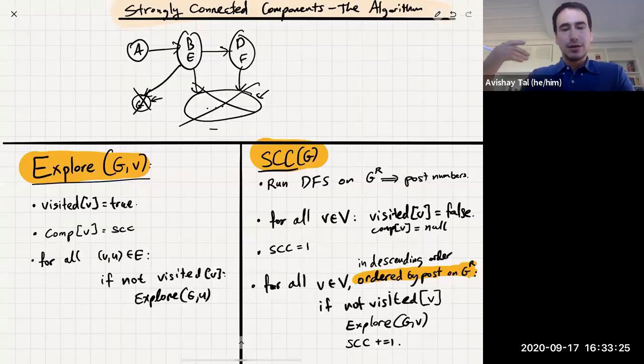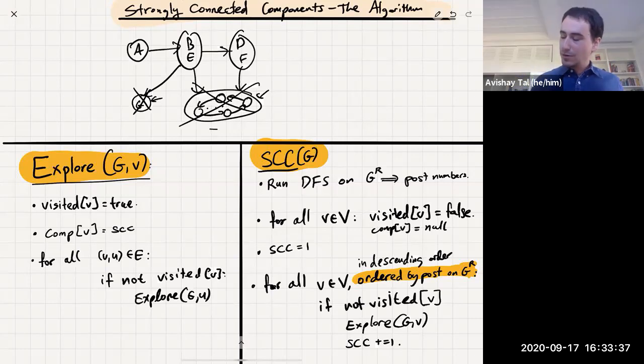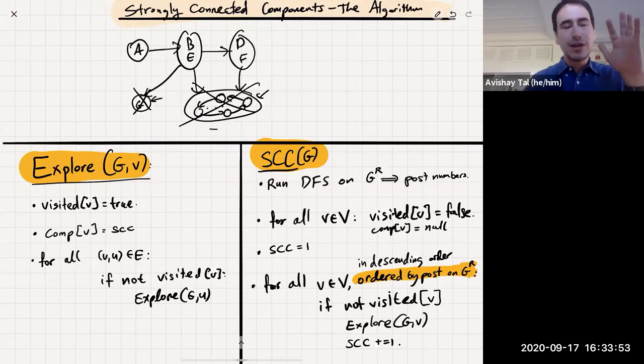Whereas if you start a DFS from somewhere here, where you had this cycle, then all you're going to reveal or visit is just this cycle. So you would actually figure out that the strongly connected component starting from this vertex is actually this cycle. And that's the point.